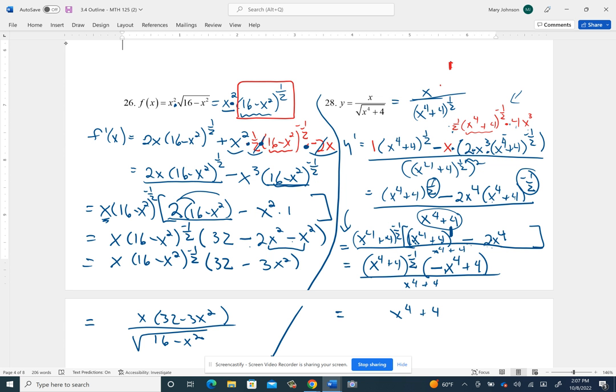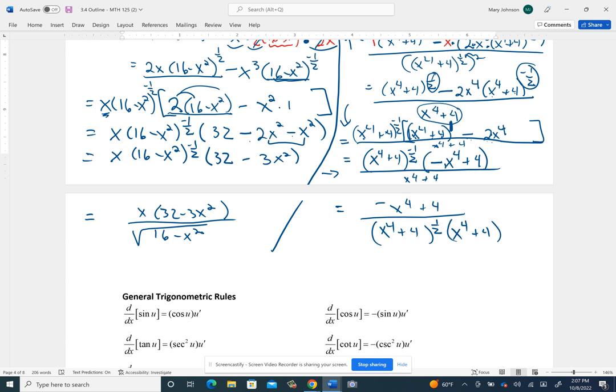All right, and now I was getting ready to rewrite this as good as it gets. So I have a negative x to the fourth plus 4, and then I'm going to bring the x to the fourth plus 4 down, make it a positive 1/2, and then I still have an x to the fourth plus 4 sitting there. Okay. So you could think of this one as negative x to the fourth plus 4, square root of 4x plus 4, times the x to the fourth plus 4.